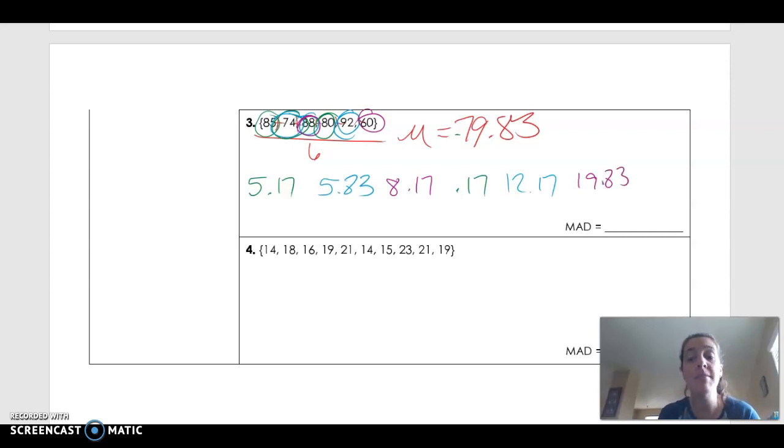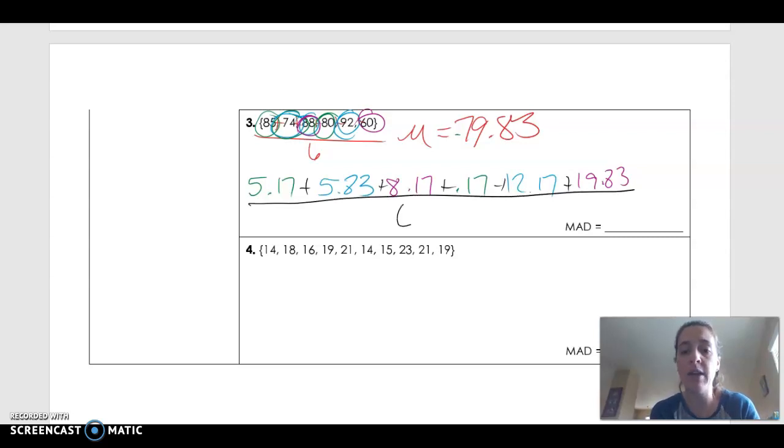Remember how when we found the original mean, we take all of our values, add them together, and then divide? We're going to do the same thing here. Now that I have all these differences, or these deviations, I'm going to add them together and divide by how many there were. In this case, there were 6. When I do that, I end up with a mean absolute deviation of 8.56.